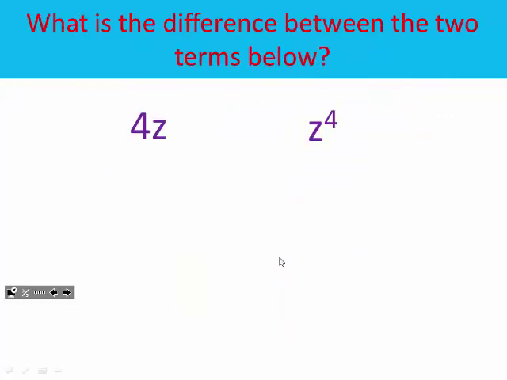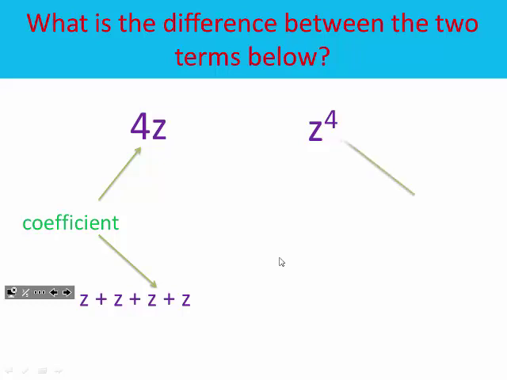Quick review. What's the difference between these terms? The 4z, the 4 is a coefficient, which means what? Z plus Z plus Z plus Z, 4 of them. So we're adding. Z to the power 4, the 4 is an exponent. Exponent means we are multiplying Z times Z times Z times Z.